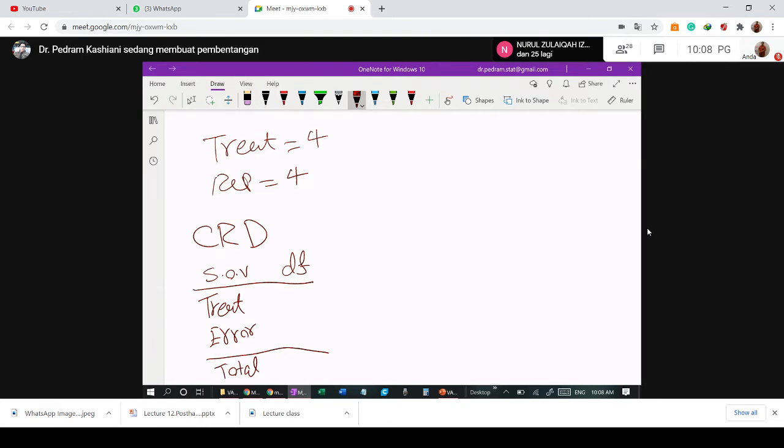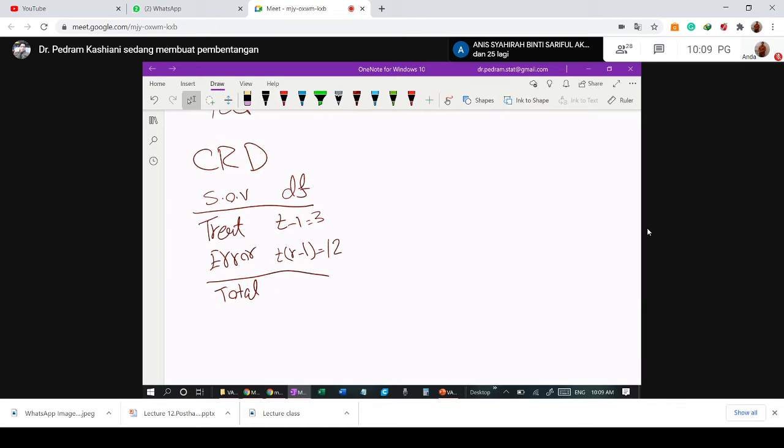Total is this plus this. So treatment degrees of freedom will be T minus 1, which is 3. Error will be how much? T into R minus 1. T is 3. No, sorry, T is 4. 4 times R minus 1, 4 times 3, 12. T into R minus 1 is 12. So you see this is 4, this is 4 minus 1, 3. 4 times 3, 12. All right.